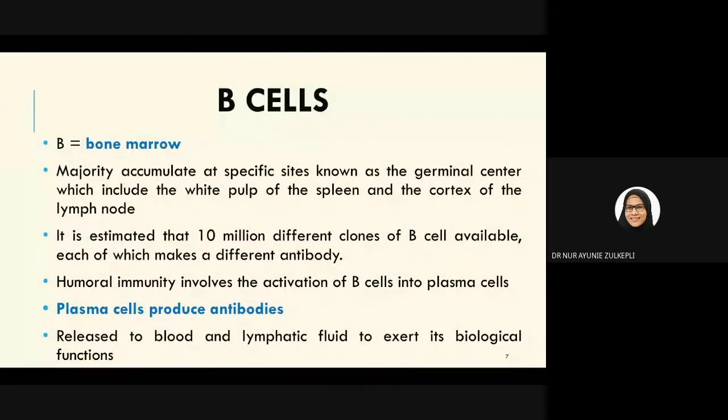The B cells involved in humoral immunity are produced and mature in the bone marrow. So the B refers to bone marrow. You have to know the specific site where they accumulate, which is the germinal center, which includes the white pulp of the spleen and the cortex of the lymph node. It is estimated that there are about 10 million different clones of B cells, which make different types of antibodies. Humoral immunity involves the activation of B cells into plasma cells, and plasma cells have the ability to produce and secrete antibodies that will be released to blood and lymphatic fluid to exert their immune response.